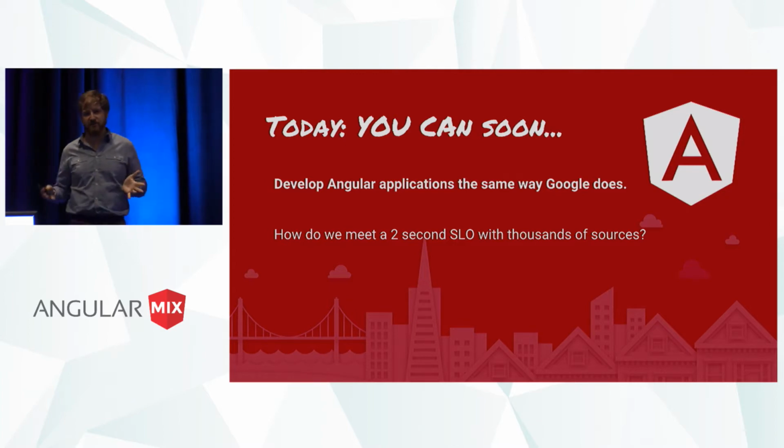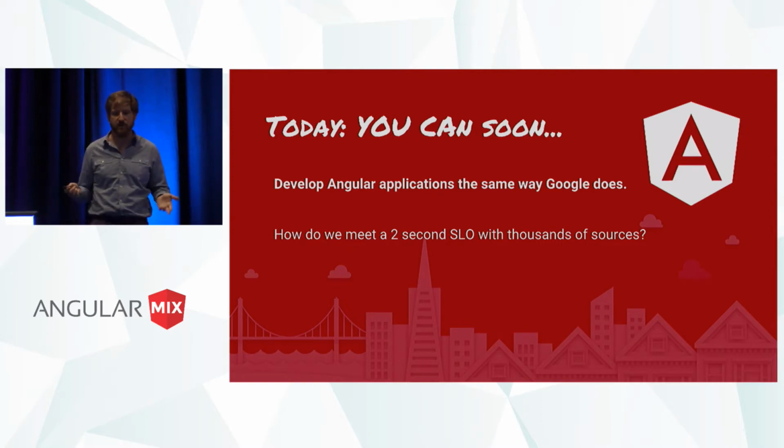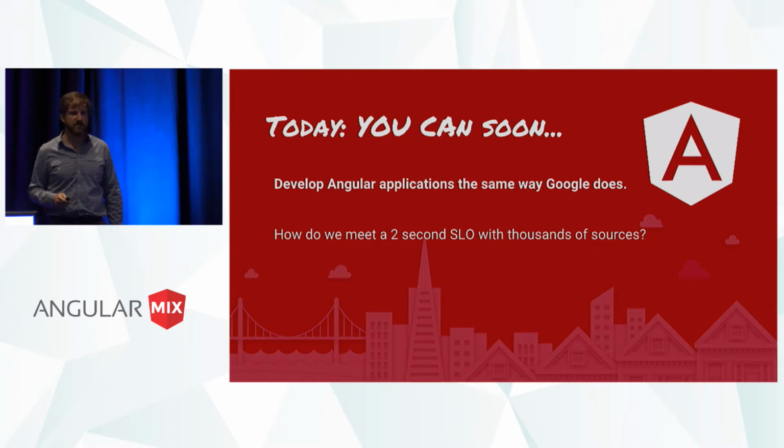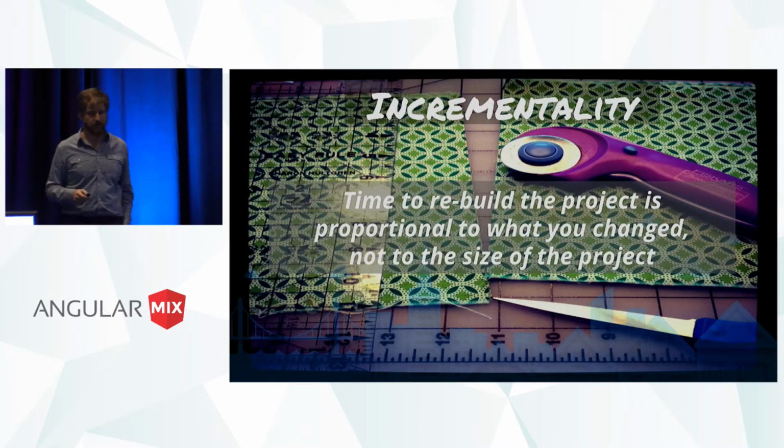So this project called ABC is really an umbrella for how can you develop Angular applications the same way we do at Google. So this is assuming you have similar challenges about scale. If you're an enterprise with a lot of developers and a lot of code, you probably have some of the same problems we had. So I want to tell you how we meet this 2-second SLO, which is approximately what we have, with thousands of source files in the program.